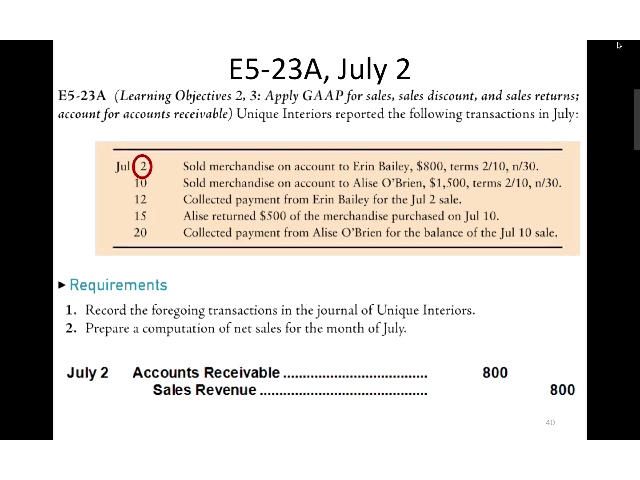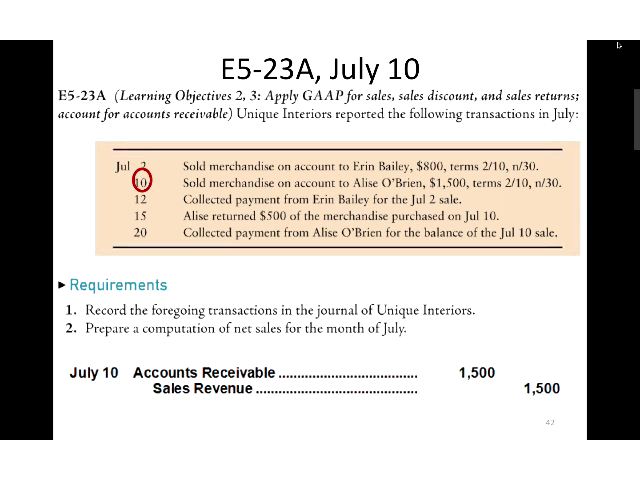The next one down, July 10th. July 10th, we sold merchandise on account to O'Brien, $1,500. Same terms, 2/10 net 30. So what we're going to see there is exactly the same entry, just a different dollar amount. July 2nd and July 10th are both the same when we record the initial sale. We're selling it at the original sales price, the original invoice amount, because when they make the purchase, we don't know if they're going to pay within the 10 days or not.